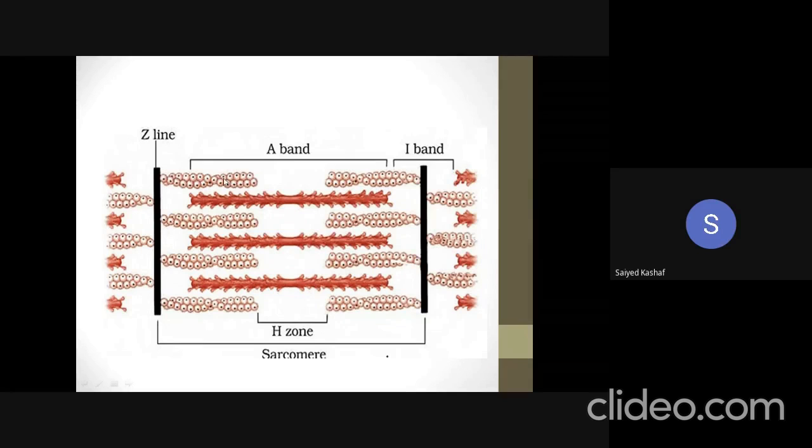So you can understand from this picture that this centralized region is the M line, at which myosin is present in the A band. This central part of the thick filament, which is not overlapped by thin filaments, is called the H zone. You can see that there is no actin filament at this central position. So this was all about the structure of the sarcomere, right?